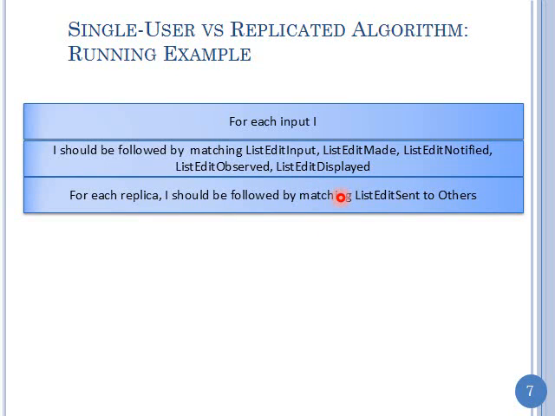So this is one set of steps. This is another set of steps. For each replica, I should be followed by matching list edit send to others. Right? And the order of these steps could be up to you. Do you want your user to wait? Do you want to process first and then transmit? Or do you want to transmit first and then process?